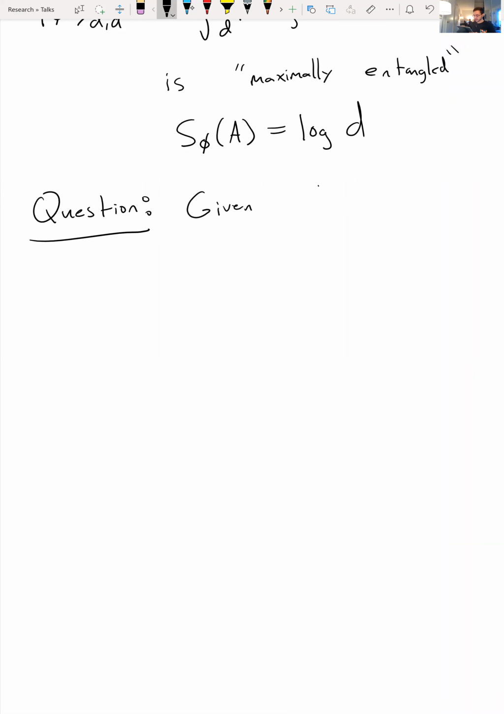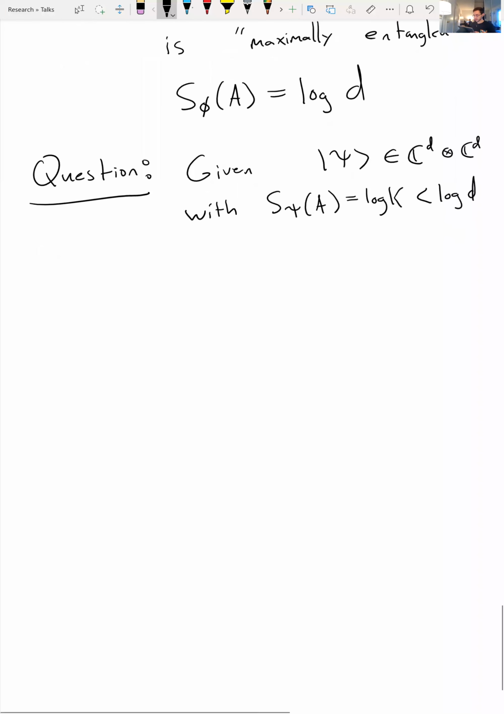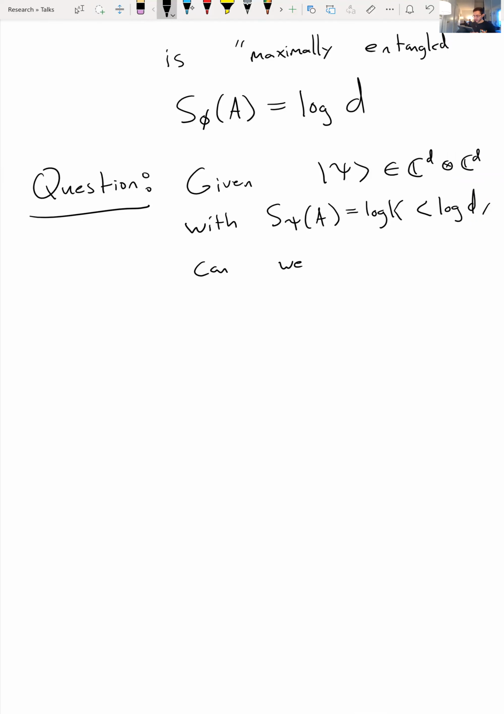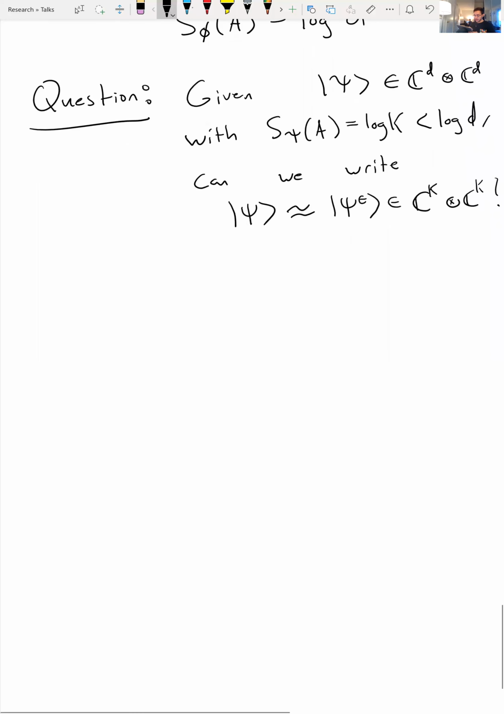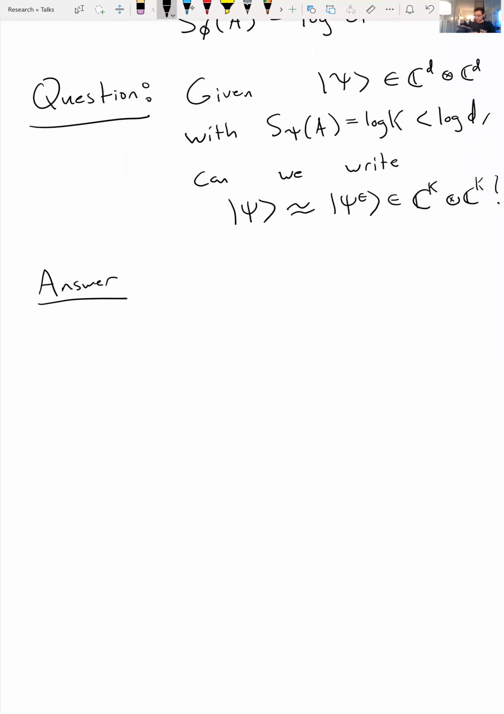So given a state psi in this same Hilbert space, qudit tensor qudit, and suppose that its entropy is submaximal, so the entropy of a reduced state is equal to, say, log k, which is some number that is less than log d, the dimension that we started with. The question is, can we write psi as being very well approximated by some state that is on a subspace of size C^k tensor C^k? And the answer is no. The answer is no in general. This is not possible for many states.